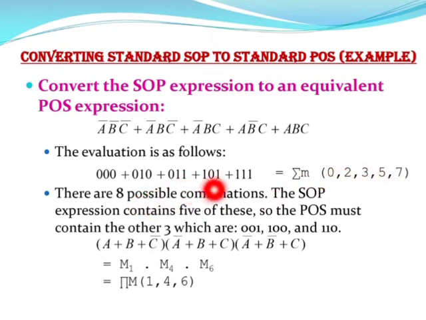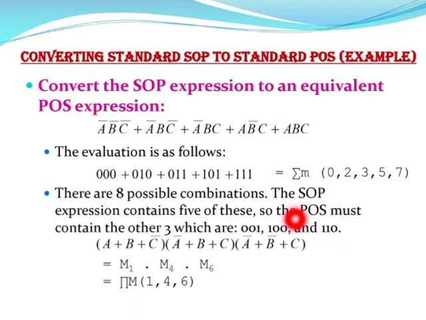So there are 8 possible combinations since there are 3 variables. So the possible number of combinations is equal to 2 raised to 3, that is equal to 8, which are M0, M1, M2, M3, M4, M5, M6 and M7. So the SOP expression contains 5 of these, that is 1, 2, 3, 4, 5, which are respectively M0, M2, M3, M5 and M7 min terms.